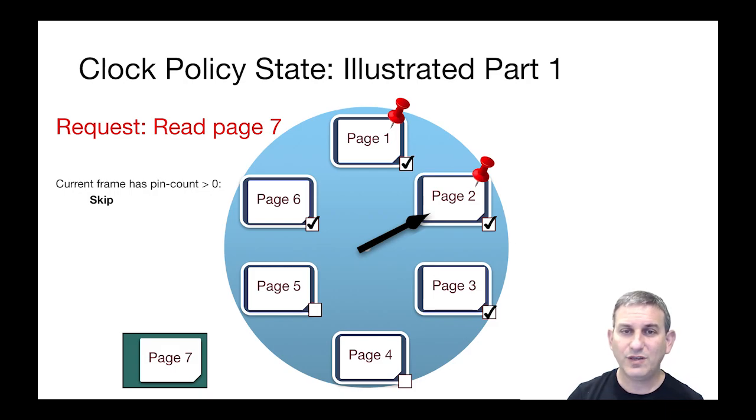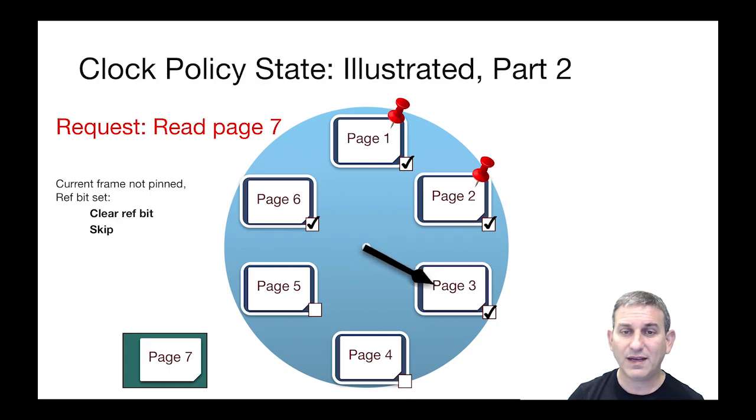Here we have a request to read page 7, and we have the clock hand pointing to the frame that it's pointing to. But that current frame has a pin count that's greater than 0. So we can't replace that frame. We're not going to do anything with that frame. We're simply going to skip it. We're going to move the clock hand along. And now we're going to say, can we use this frame to hold page 7?